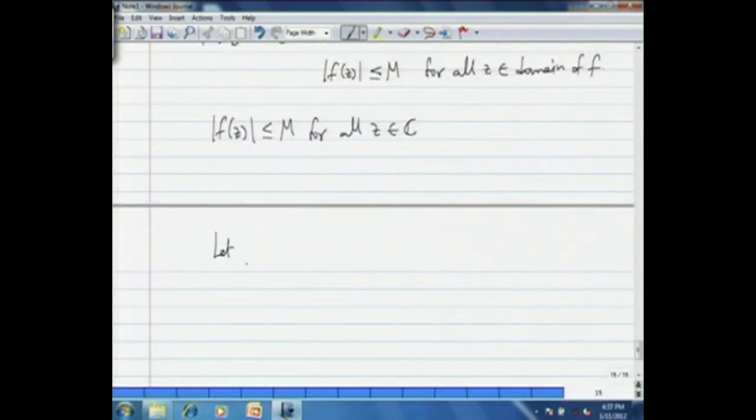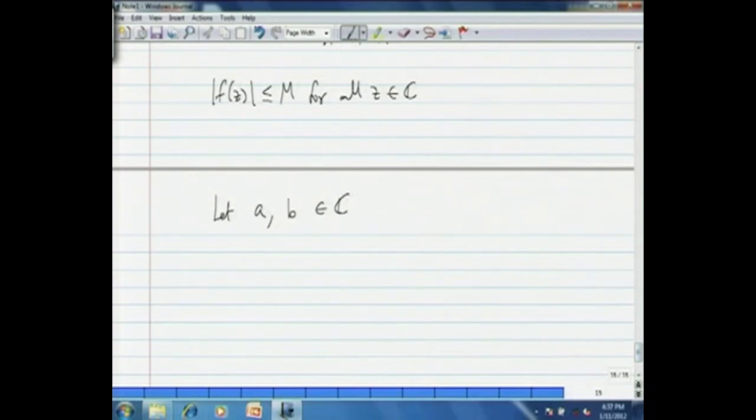let us start by fixing complex numbers a and b. Okay. So, now these are two fixed complex numbers. We will prove that the value of f at a is equal to the value of f at b by proving that the modulus of f of a minus f of b can be made arbitrarily small. Okay. So, that is a standard way of proving this. Okay. So, we will estimate the modulus of f of a minus f of b.